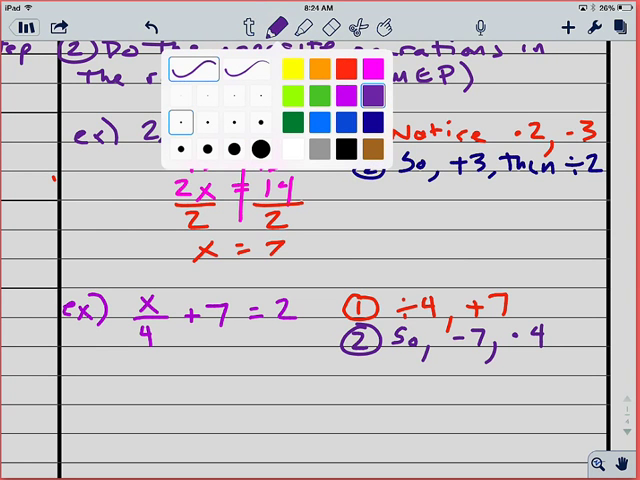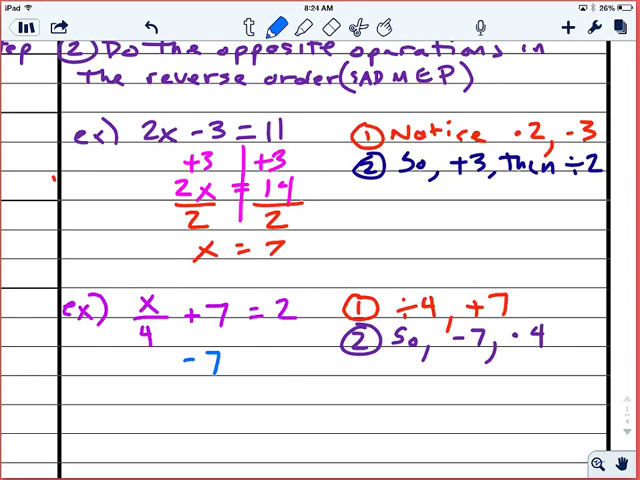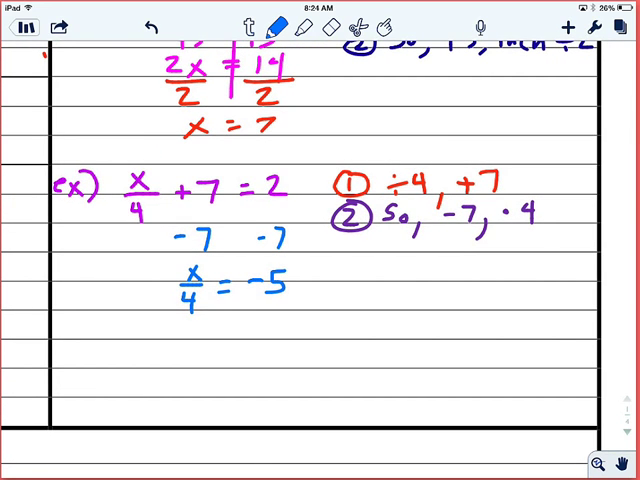So let's go ahead and execute that plan. So I have minus 7, x over 4 is going to be equal to negative 5. And then I'll multiply by 4, and so I'll get x is equal to negative 20. And so the 4 divided by 4 there is going to cancel out and give me the 1x that I'm interested in. This plus 7 and minus 7 is going to give me the 0 I'm interested in, so I just have x over 4. And so I took 2 steps to solve it.